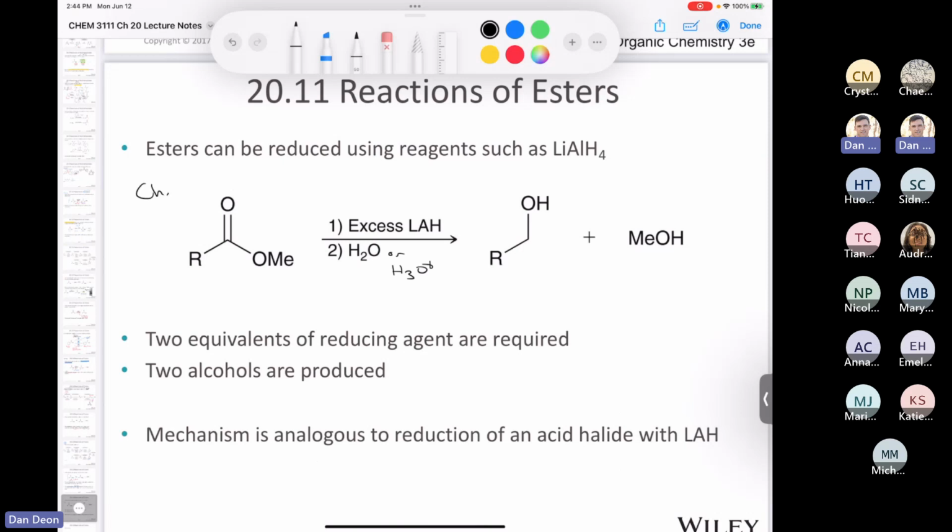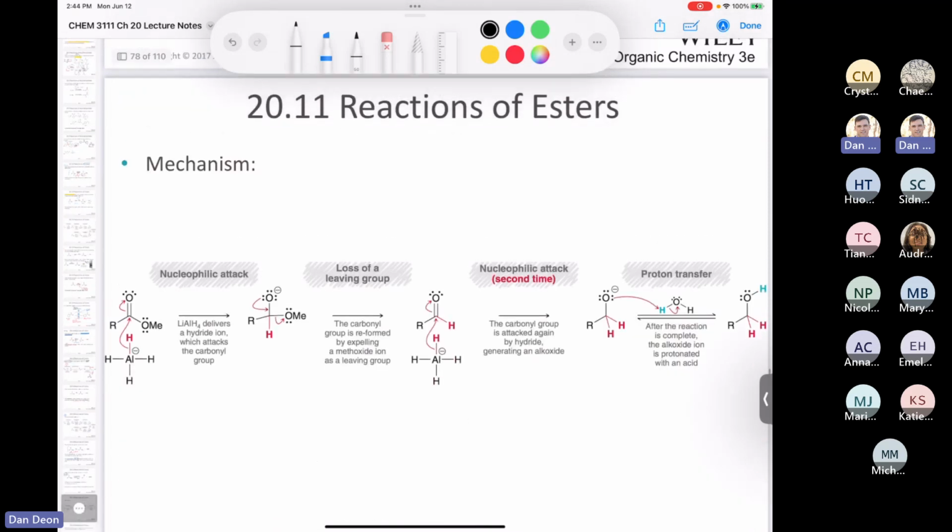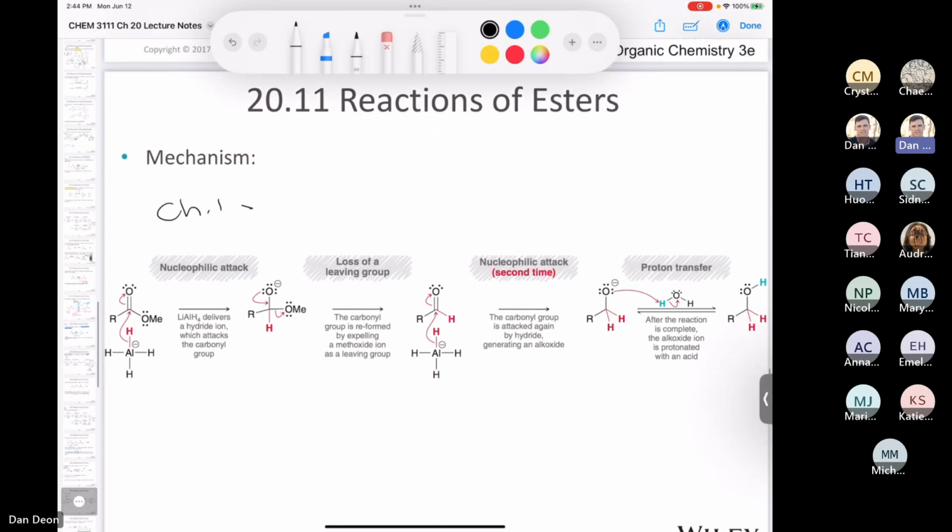This was covered in chapter 12, the alcohol chapter, in detail. So there's nothing really new here at all. In fact, this mechanism was also shown to you in chapter 12. So there's nothing new under the sun on this one. This is all review. It's just repeated here because it falls under the umbrella of carboxylic acid derivatives.